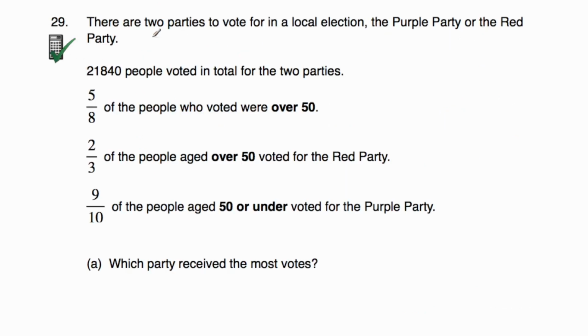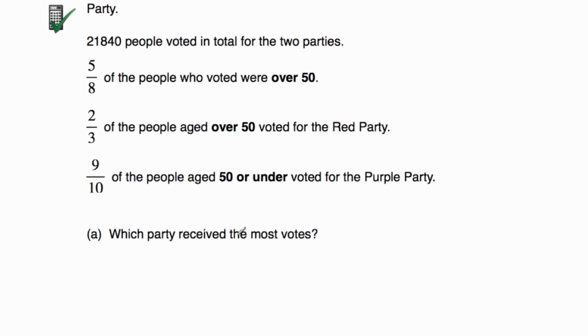Okay, let's have a look at our next question, question number 29. So question number 29 says there are 2 parties to vote for in a local election, the Purple Party or the Red Party. 21,840 people voted in total for the 2 parties, and because they're the only 2 parties to vote for, that means that 21,840 people voted in total for those parties. 5/8 of the people who voted were over 50. 2/3 of the people that are over 50 voted for the Red Party, and 9/10 of the people aged 50 or under voted for the Purple Party. Part A says which party received the most votes.